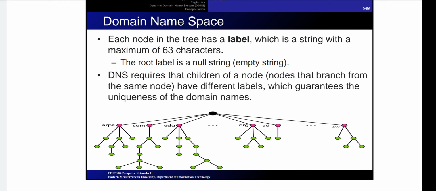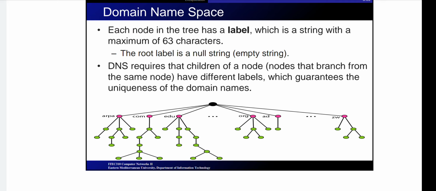Each node in the tree has a label, which is a string with a maximum of 63 characters. The root label is a null string. A null string is also called an empty string. DNS requires that the children of a node have different labels, which guarantees the uniqueness of the domain names.